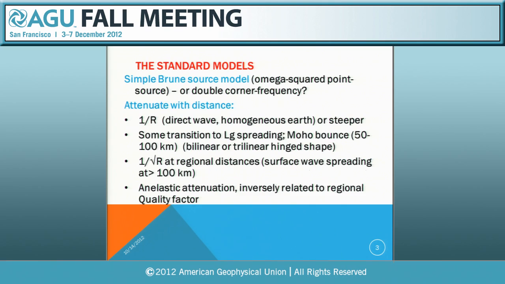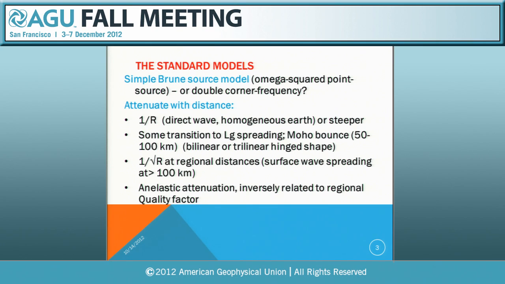So the standard models that we rely on to help us with ground motion attenuation are at the source side. Typically, quakes are modeled by a simple Brune omega-squared point source model, although sometimes a double corner frequency model, a deviation at intermediate frequencies, has been proposed. And then this source model is attenuated with distance using simple functional forms, typically something like 1 over R, the hypocentral distance, if you're in close to the source and you're looking at direct wave attenuation, as you would expect from a homogeneous Earth. Or often we see attenuation that appears to actually be quite a bit steeper than 1 over R if you're in close.